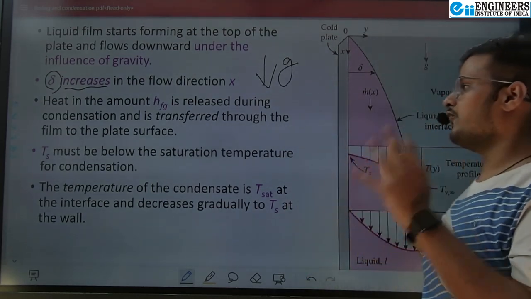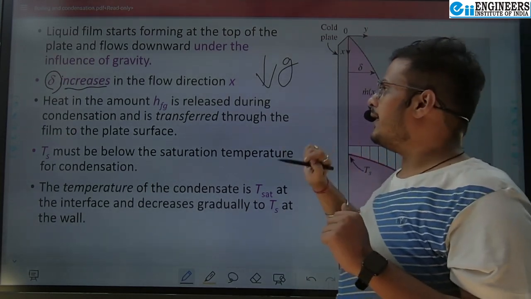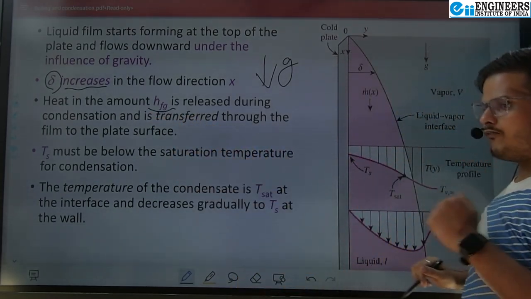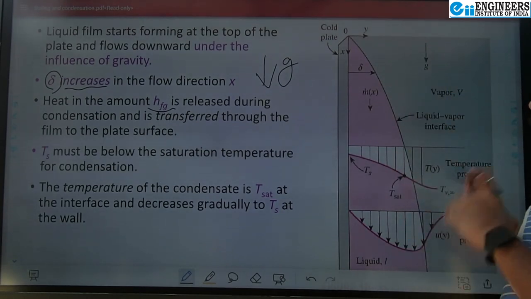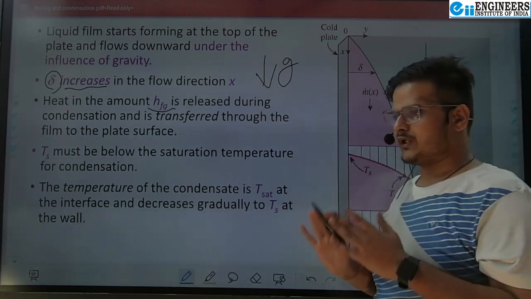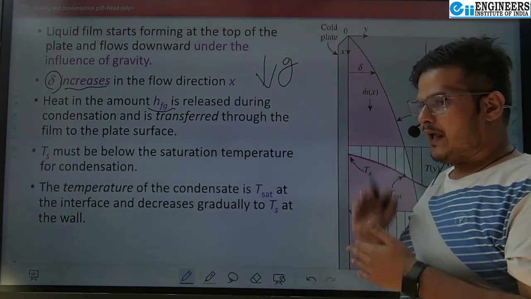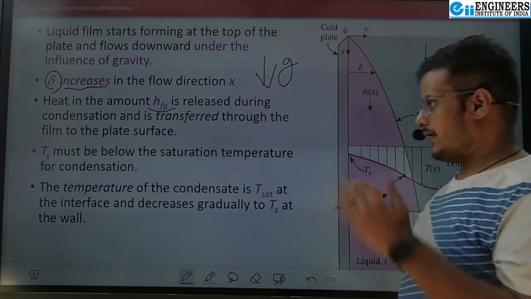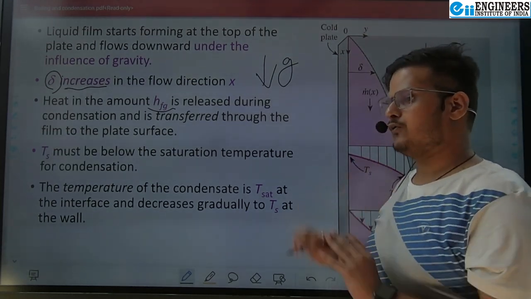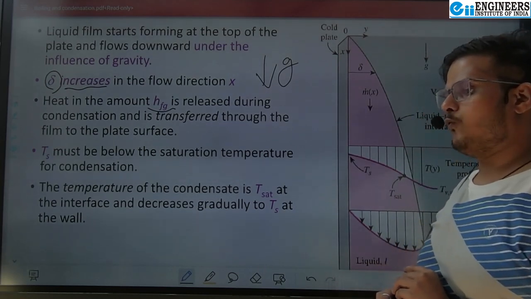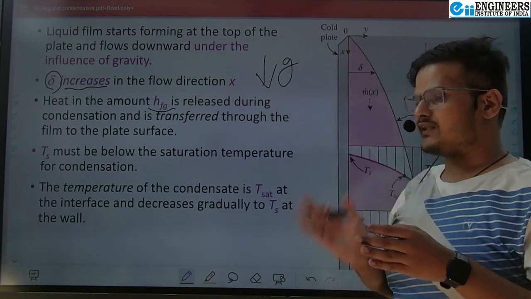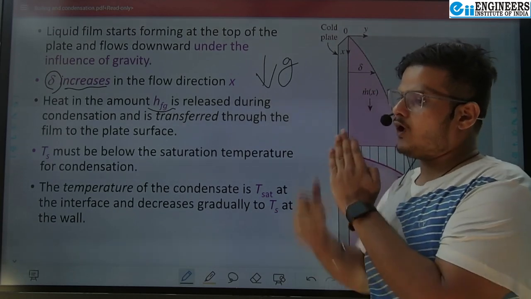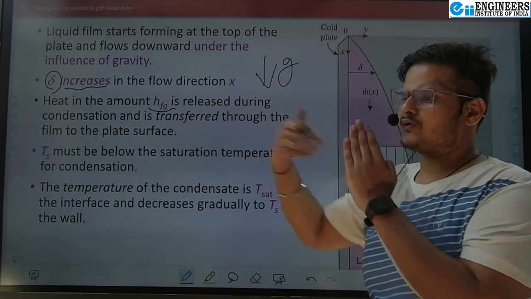So the latent heat during condensation, suppose it be h_fg. What we know is that the surface temperature will definitely be below the saturation temperature for condensation to happen, and the temperature of the condensate is at T_sat at the interface and decreases gradually to the surface temperature at the wall. Here the interface is the immediate vicinity where the vapor is transforming to liquid, and at the wall the temperature will equal the wall temperature because of thermal equilibrium.